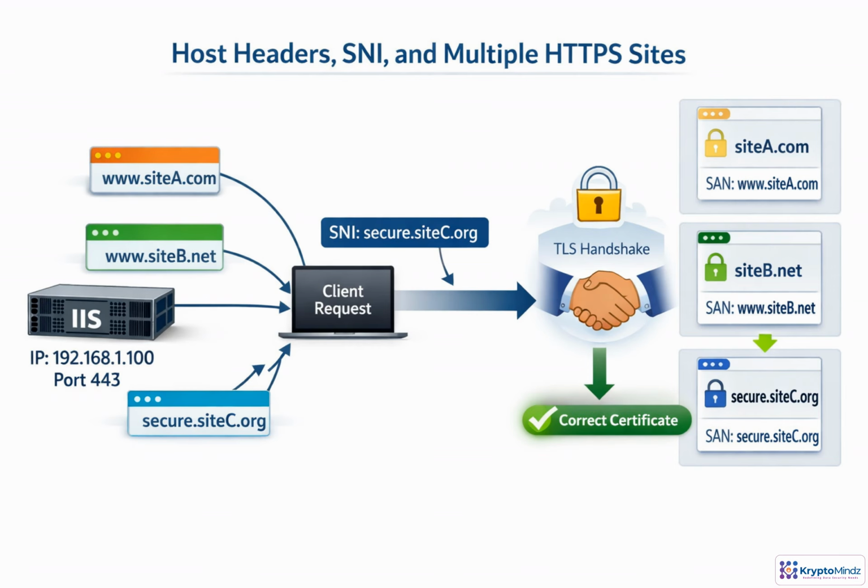When a single IIS server hosts many HTTPS sites, host headers let them all share the same IP and port. The challenge is choosing the right certificate during the TLS handshake. With SNI, the browser includes the hostname in that handshake. IIS reads this name, matches it to a binding, and returns the certificate whose subject or SAN contains that hostname. Older clients without SNI support may need a fallback certificate or a dedicated IP.